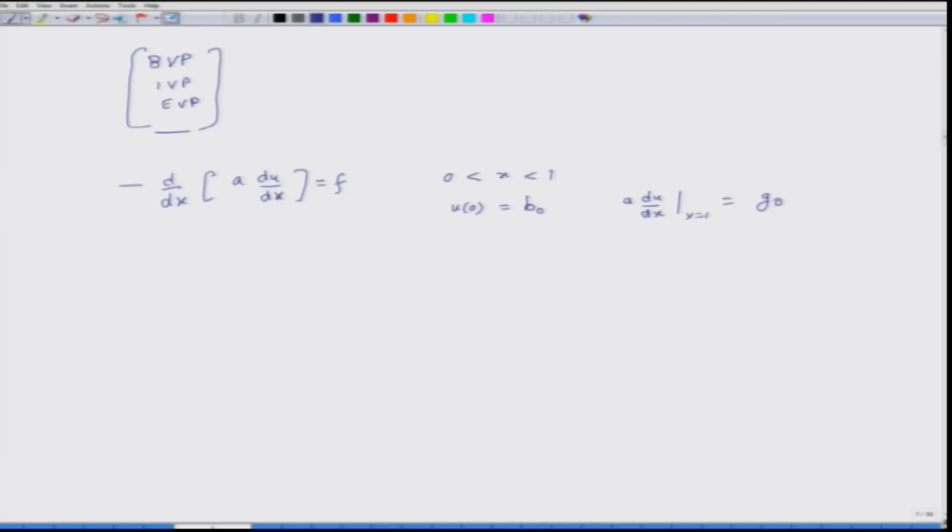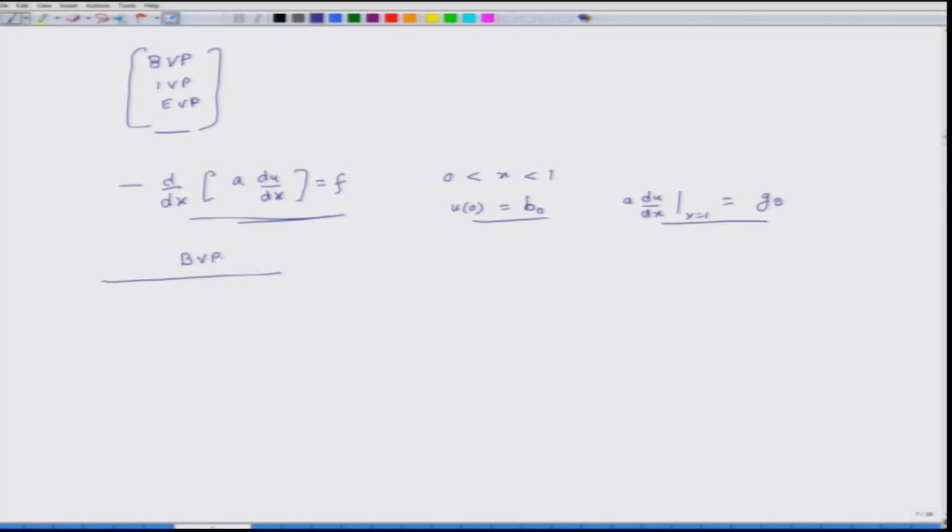Okay. So, what you see is that this is a governing differential equation and I have prescribed the primary variables and some functions of its derivatives at the boundary. What are the boundaries? 0 and 1. So, I prescribe either the primary variable or the dependent variable at the boundaries. So, this is a boundary value problem. This is the example of a boundary value problem.